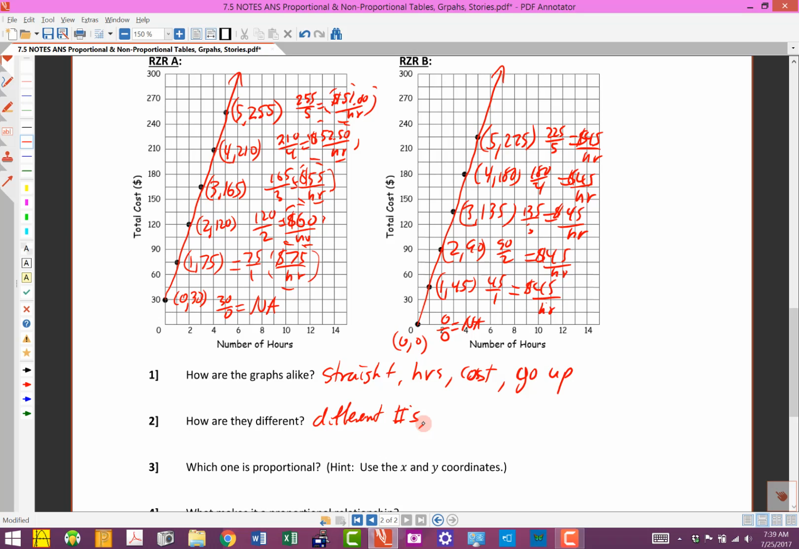And one of the big differences is you'll notice that this one right here starts at 30 where this one starts at 0. So right at the beginning there's like this $30 cost or whatever, okay? So we'll write Razor A starts at $30, okay?